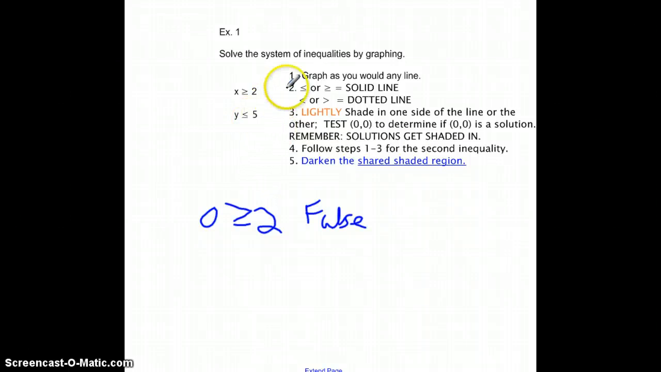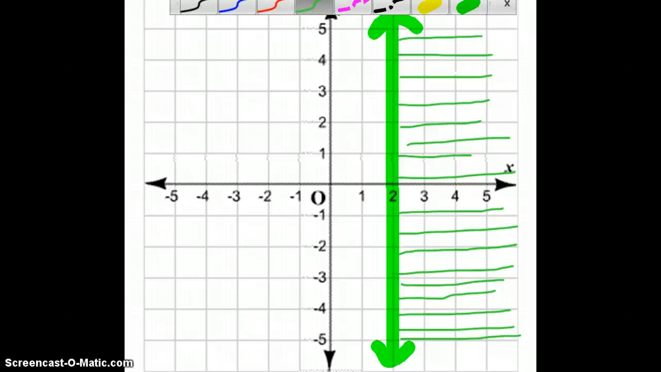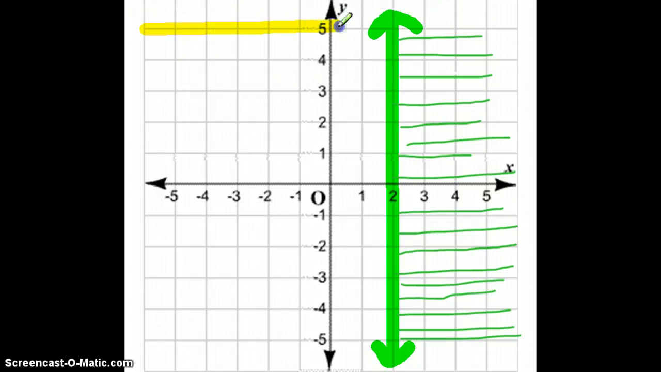So we come to the second equation. We're going to graph it, right? Graph as we would any line. Y is less than or equal to 5. So solid line, because it's less than or equal to. And let's take a look. We'll use the yellow here. All right, y is less than or equal to 5. Okay, so there's where y is 5. Every point on that line has a y value of 5.